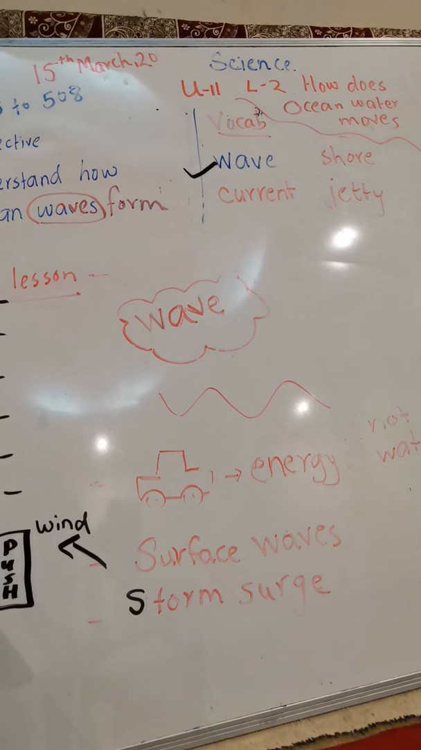And then you need to know about surface waves. What are surface waves? Okay, so surface waves are actually caused by wind pushing against the surface of the water. The wind is actually pushing against the surface of the water, and this is how the surface waves are caused.